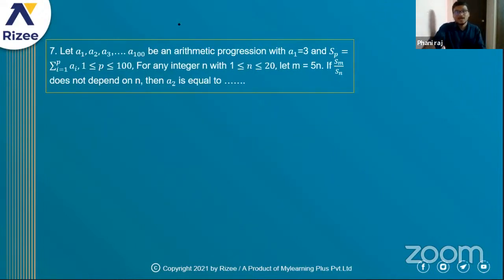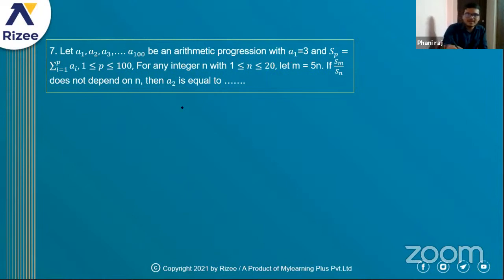Okay, now this is one of the most interesting questions. Very thoughtful question among all the questions that we are doing today. A1, A2, A3, so on, so A100 be in arithmetic progression with A1 equal to 3. That means you're given an arithmetic progression and the first term is 3. You're not given the common difference. In fact, that is what you're asked to find out.